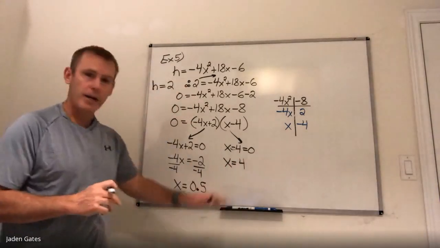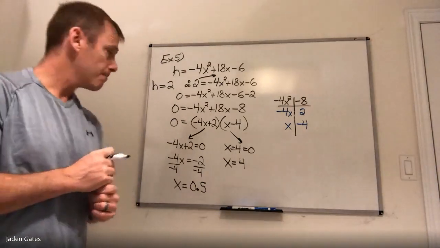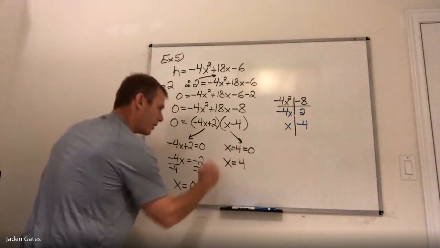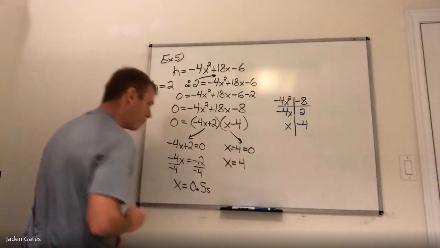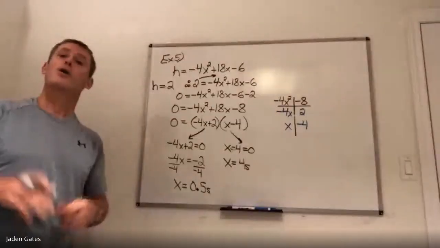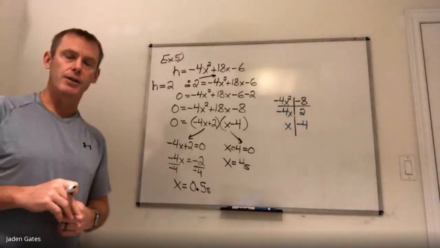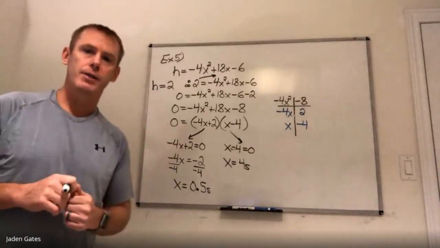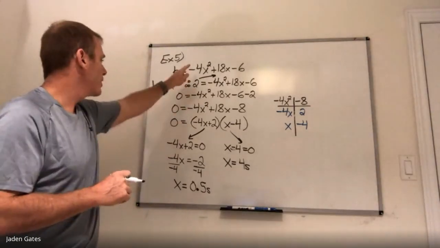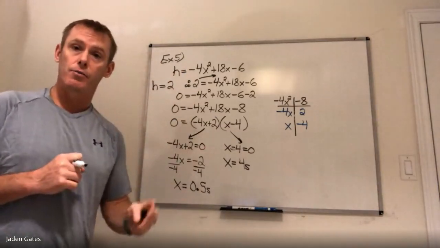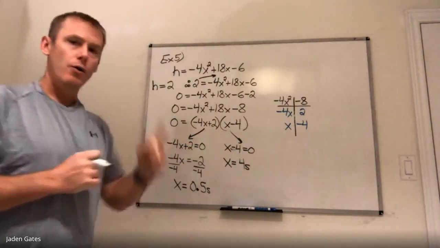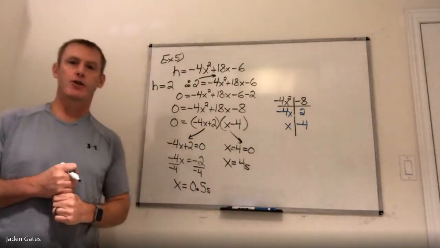Again, it's a word problem, so I have to interpret my answers. When is the squirrel at a height of 2 meters? I'd love to write this down, but there's not going to be room. After 0.5 seconds and after 4 seconds. So we have 2 answers. They are both valid because time's positive. When we look at the equation a little bit more, one answer is the squirrel on the way up, and the other one's the squirrel on the way down.